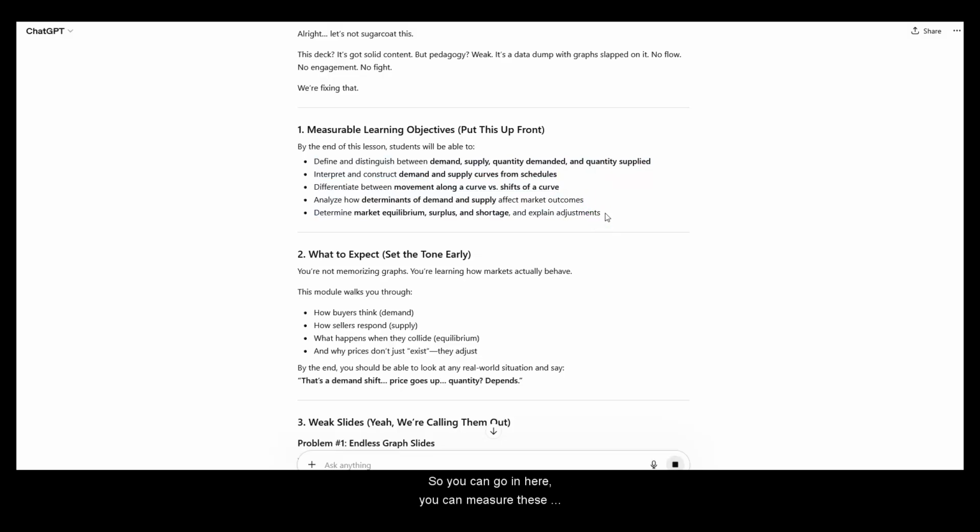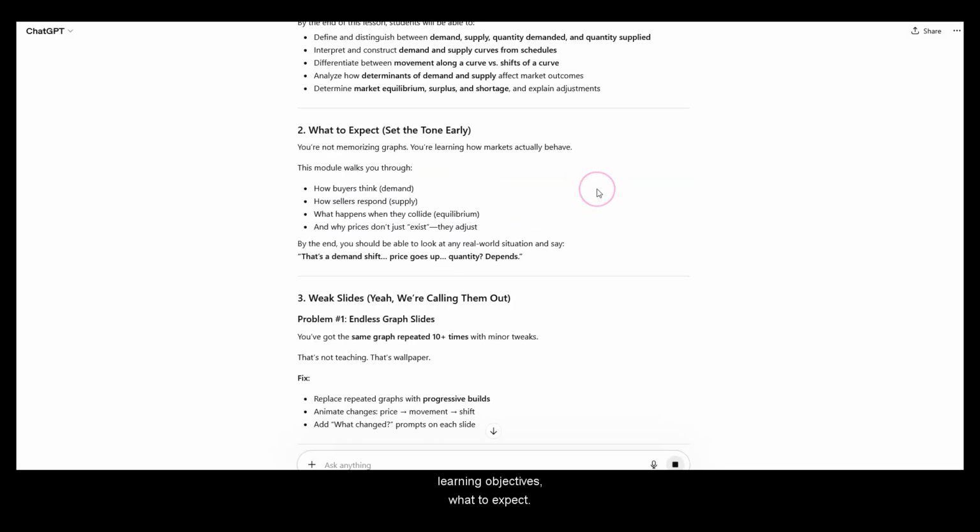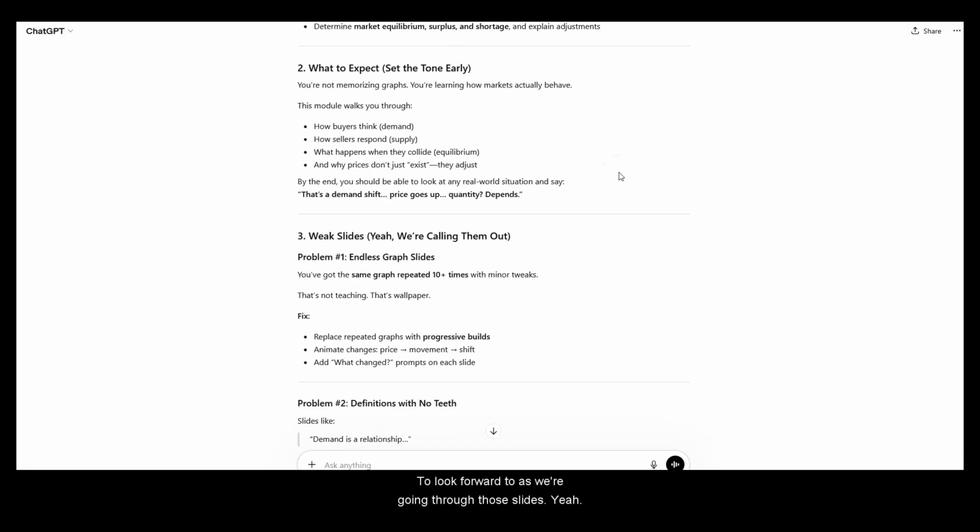So you can go in here, you can measure these learning objectives, what to expect. And so this is one of those that I threw in there because I want students to have an idea of what to look forward to as they're going through those slides.